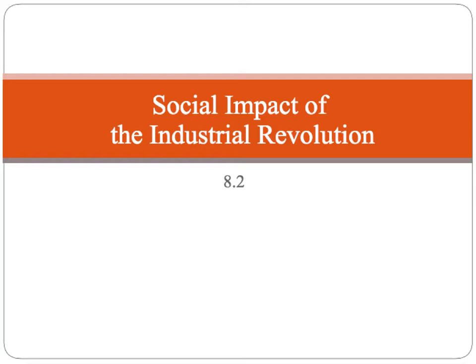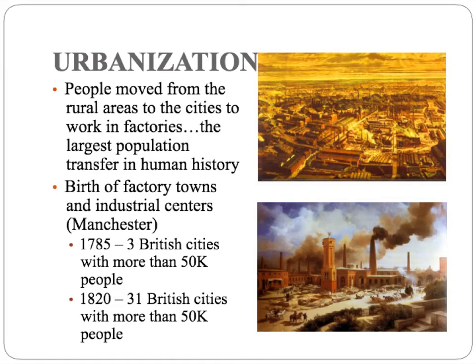So we're going to look at the social impact of the Industrial Revolution. How does the Industrial Revolution impact the way that people live their lives? Well, for many, it means move to the city. And we see this process called urbanization, in which people move to where the work is.